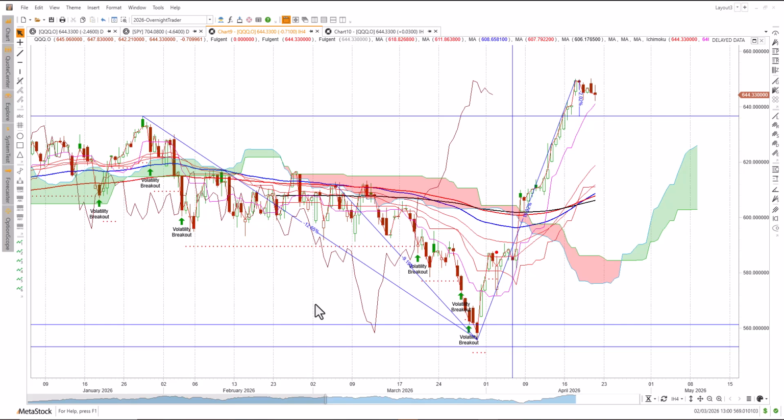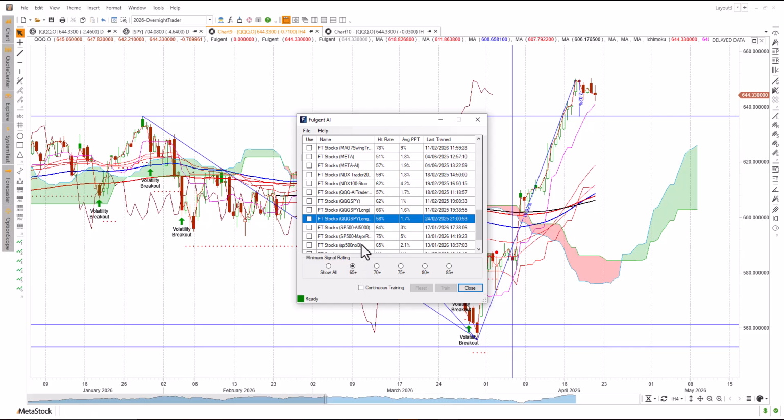Good morning, traders. Richard here with a quick Ichimoku cloud chart market review as well as an artificial intelligence trading review of the QQQ ETF. Now, the AI we're using is the Fulgent AI engine that sits on the MetaStock platform, and you train it to trade the ETF specifically.